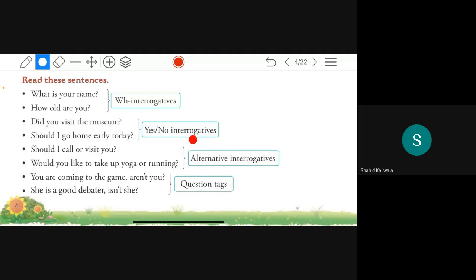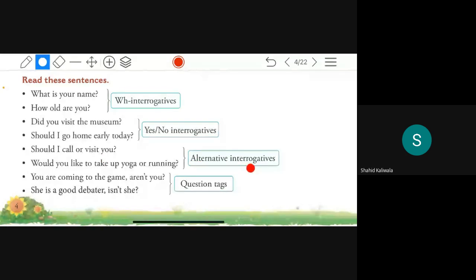Have you done your homework? Have you completed this? Will you come with me? All these are questions where the answer is only possible in yes or no. Alternative interrogatives means where you give a choice. What would you like, yoga or running? Should I call or visit you? What would you like, tea or coffee? So you are giving choices.